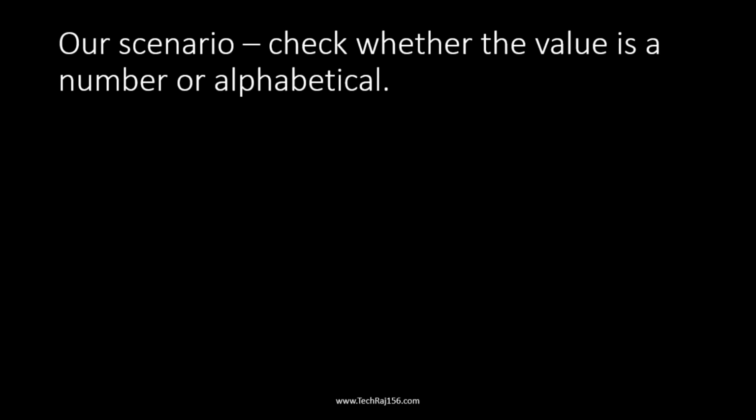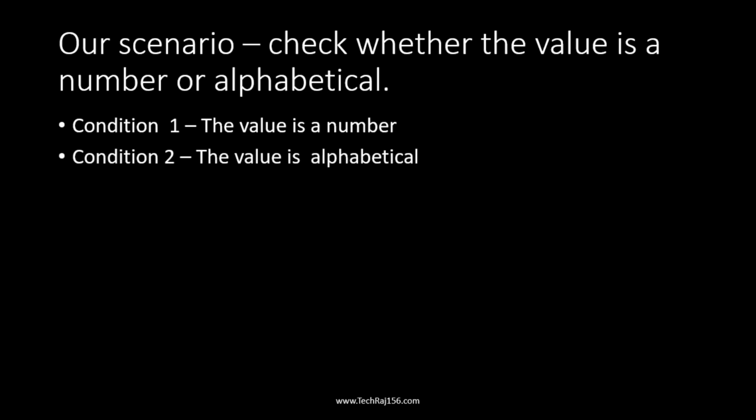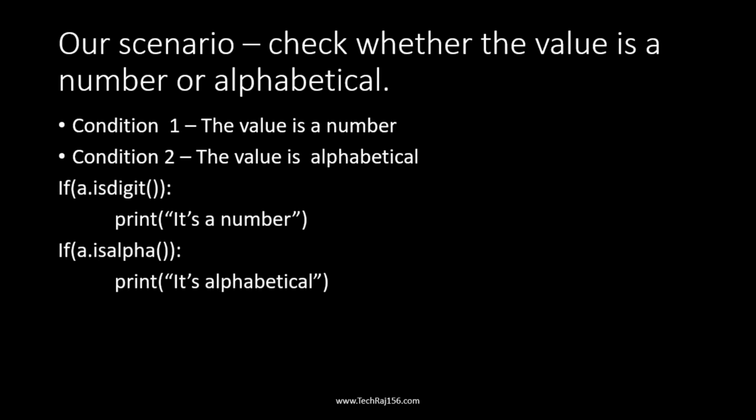And let's go to our scenario, checking whether a value is a number or alphabetical. The condition 1 in our case is to check if the value is a number. The condition 2 is to check if the value is alphabetical. So this is the Python code that I've shown you earlier.